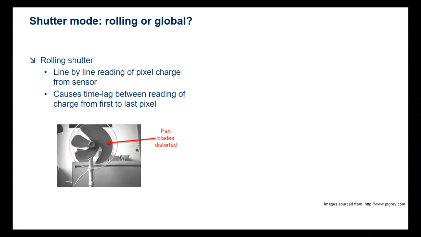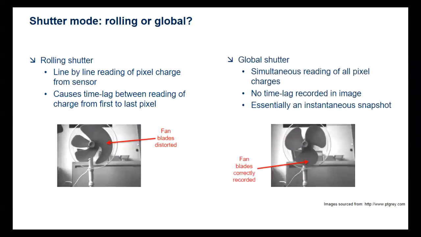You really don't want this. It causes decorrelation, which makes it very difficult for the PIV algorithms to give you meaningful data. What you really want is a global shutter mode where you get simultaneous reading of all of the pixel charges. There's no time lag in the recorded image, and you essentially get an instantaneous snapshot. So this choice is really critical. You'll find in general that rolling shutter cameras are cheaper, but you really want to find yourself a good global shutter camera.